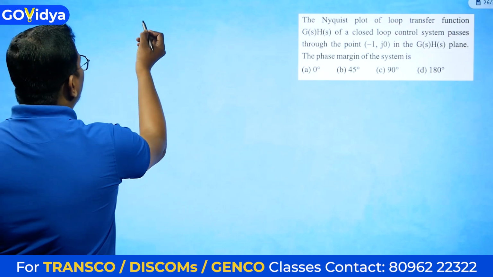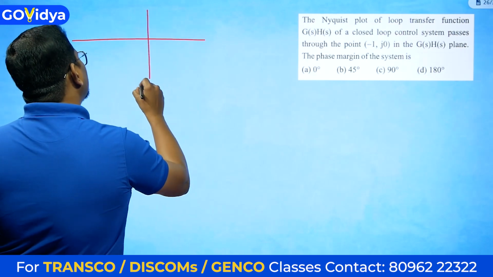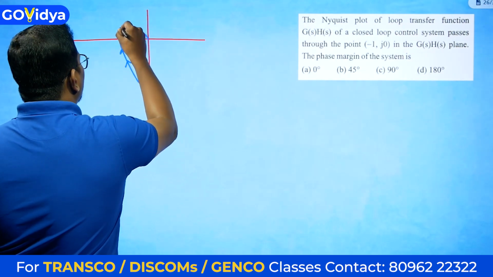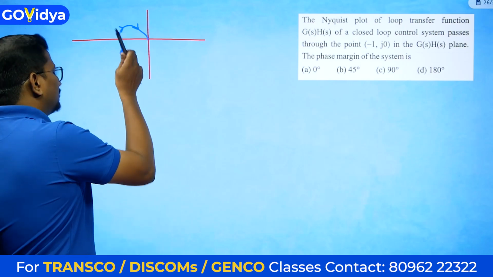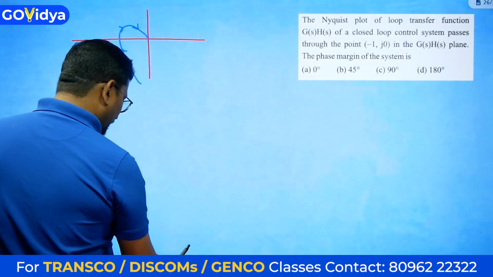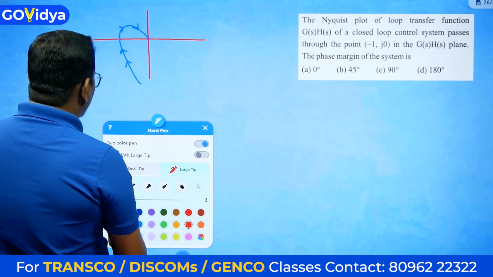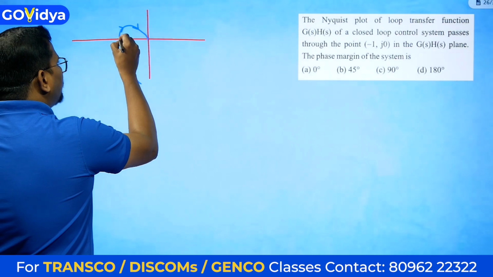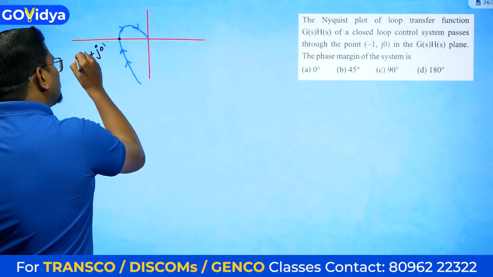Let us take randomly one plot. I am taking one simple polar plot. This is the polar plot I have chosen. And this point, let me choose another color. Let me choose the black color one. This particular point is minus 1 plus j0.